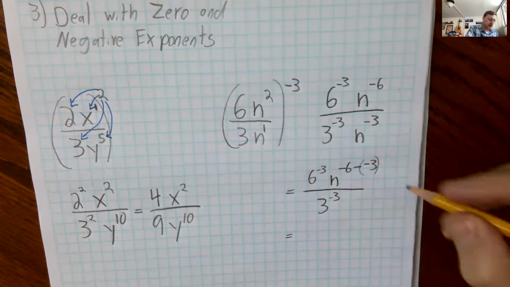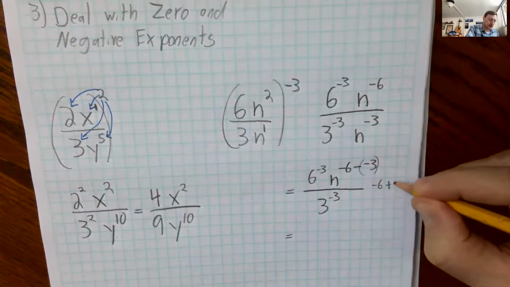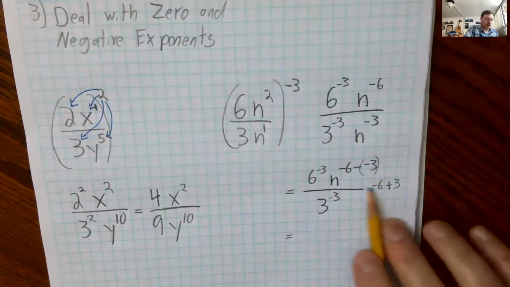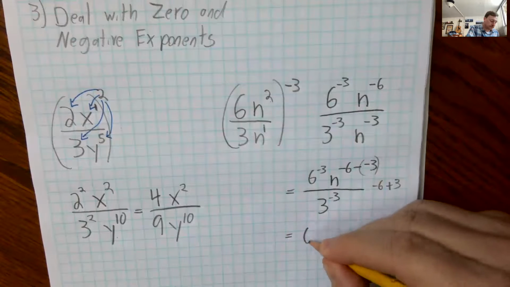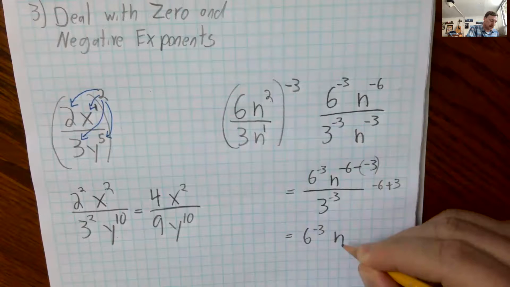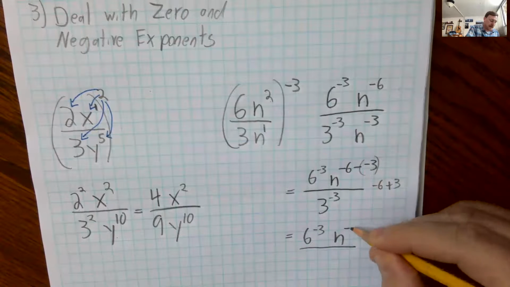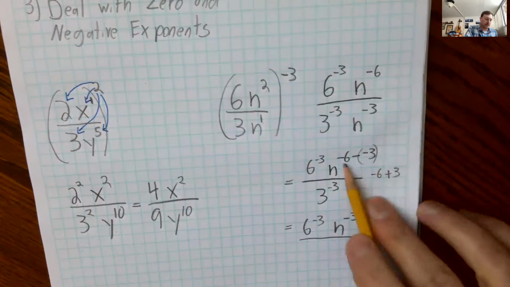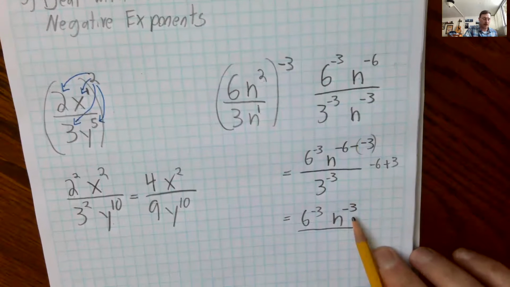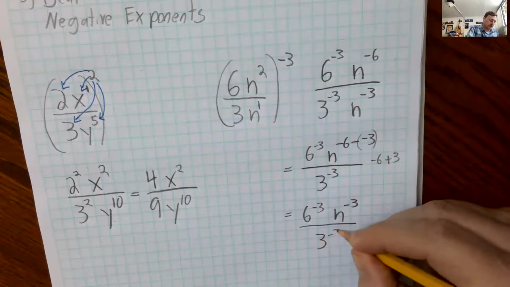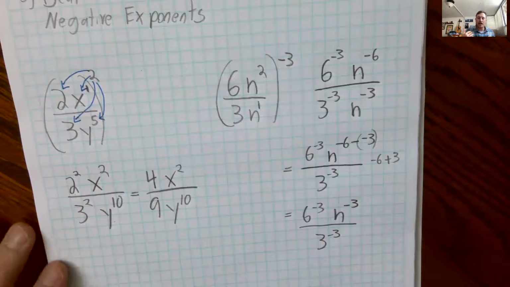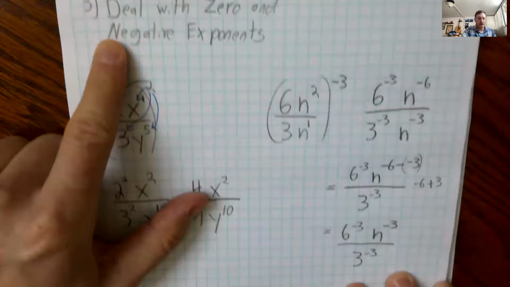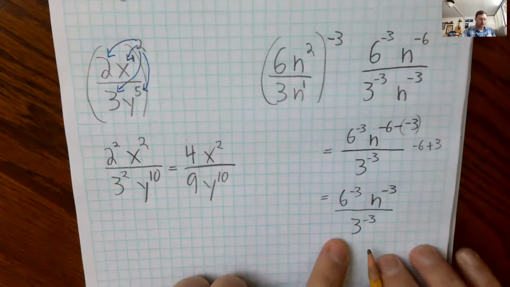This -6 is going to turn into a +3. This is a double negative. So my new exponent for the n term, I'm going to do things one at a time here, is -3. -6 plus +3, I'm cleaning this up, is a -3. And then 3 to the -3 power again. I'm rewriting a lot of things because I like to deal with my negative exponents at the very end, which is going to be my next step here.